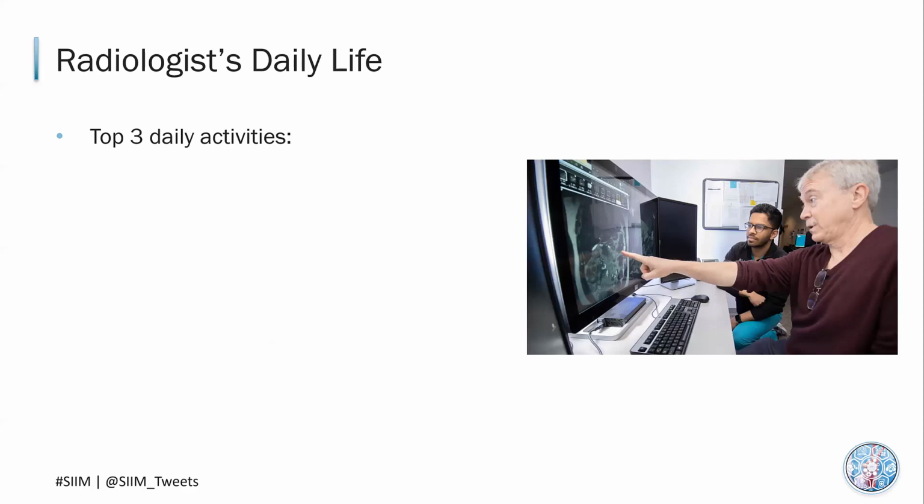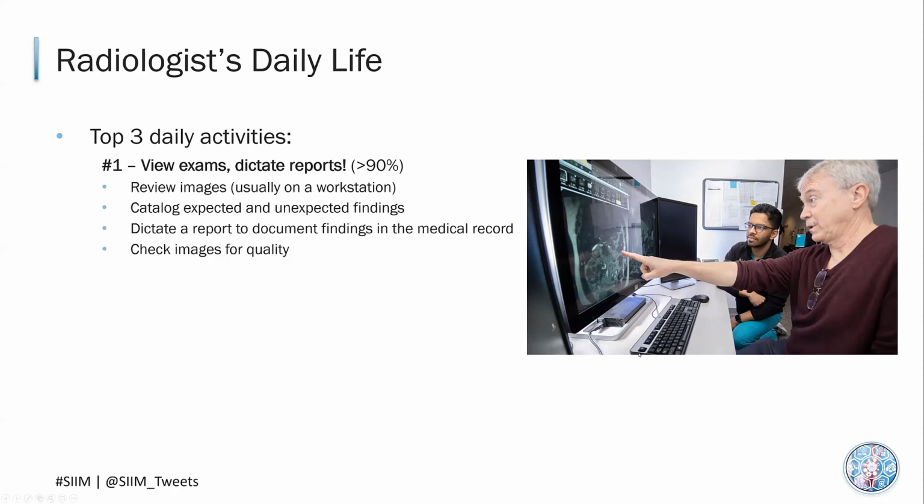So what are the top 3 daily activities in a radiologist's daily life? So number 1 by far is to view examinations and dictate reports. This is probably more than 90% of how we spend our time. So as you see here, we review images, usually on a computer, on a workstation, using an electronic PACS system. And we kind of catalog expected and unexpected findings that we're seeing.